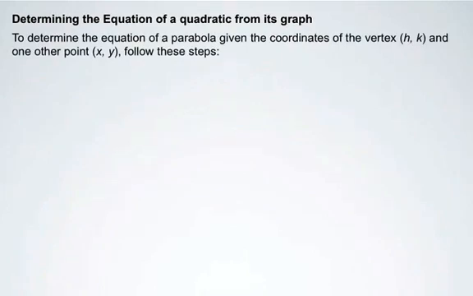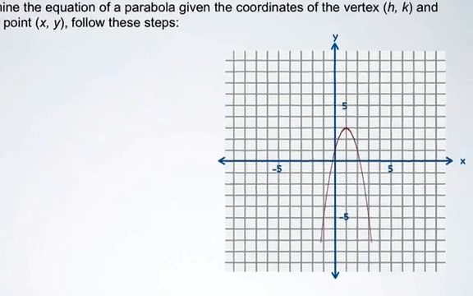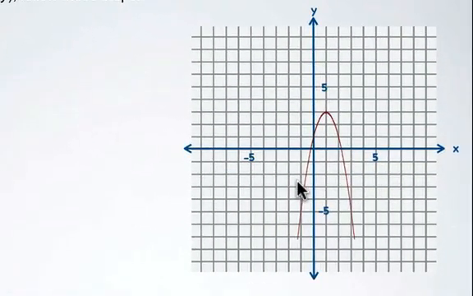Determining the equation of a quadratic from its graph. To determine the equation of a parabola, given the coordinates of the vertex h, k, and one other point, x, y, we follow these steps. First, we'll have a look at the parabola here. We'll be trying to determine the equation of the quadratic that is represented by this parabola.